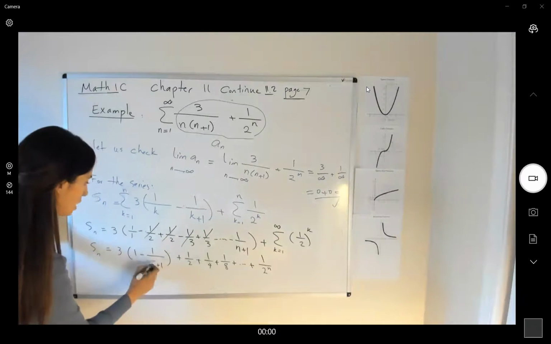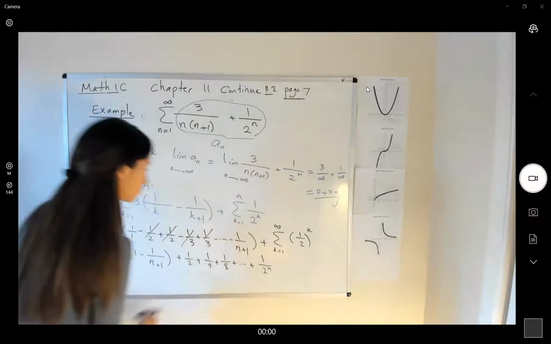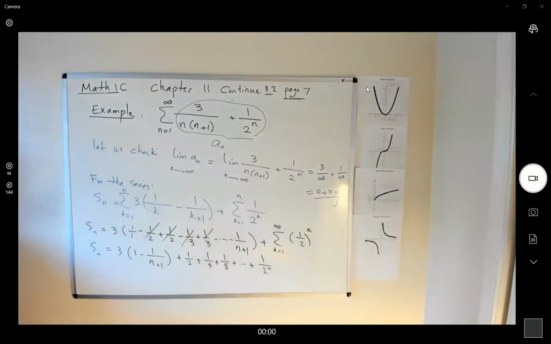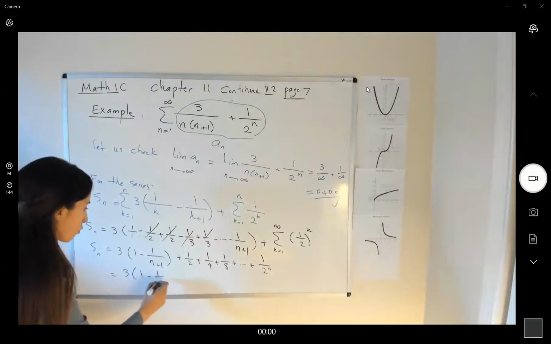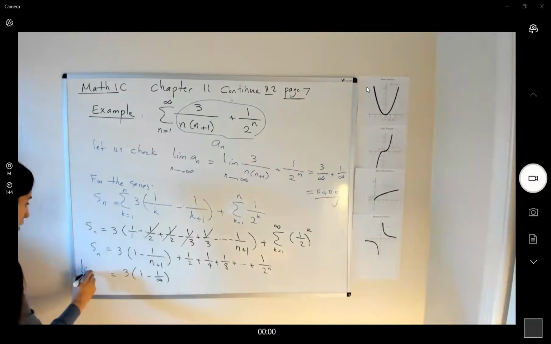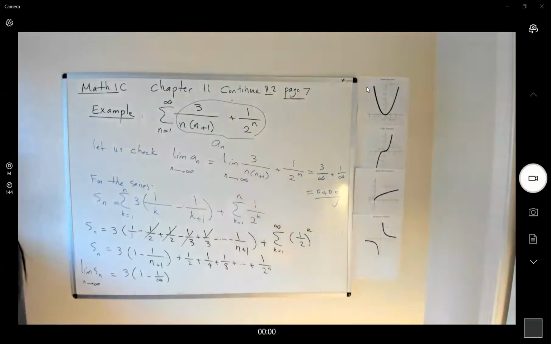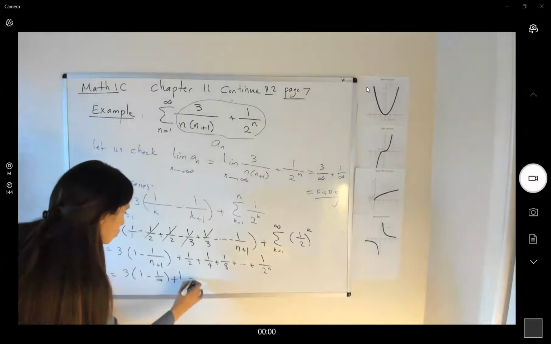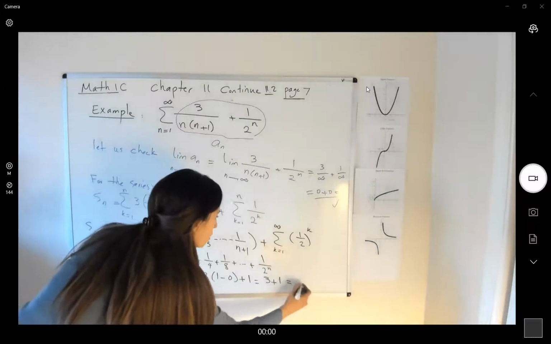Okay, make sure everything is correct. So if you take the limit, this is 3 times (1 minus 1 over infinity), the limit of S_n while n goes to infinity, and this is equal to just 1. So you get 3 times (1 minus 0), plus 1, or 3 plus 1, or 4.